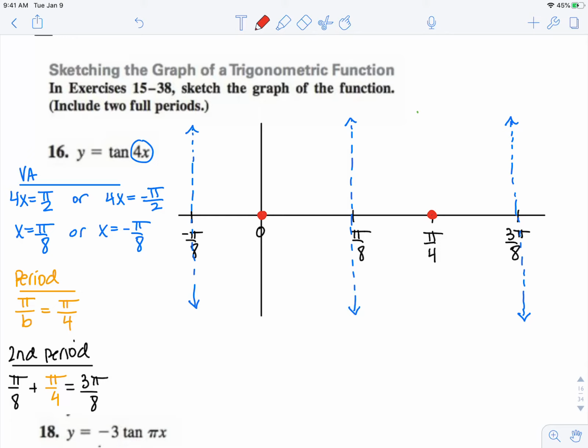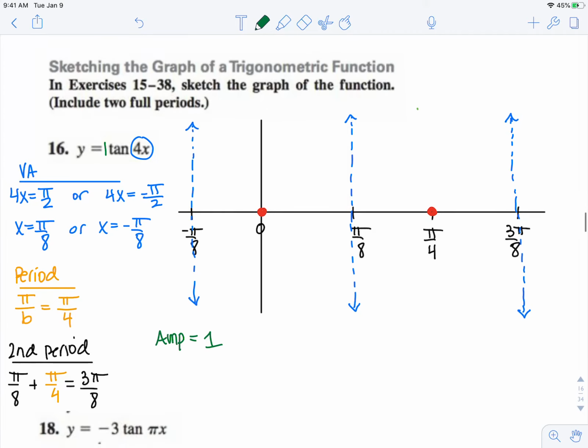Now, my other key features are connected to my amplitude. And my amplitude in this instance is 1 because it's just one tangent x. So I know I'm going to go up 1 and down to negative 1 for some key points. So you hit those amplitudes in the middle of each of these. So that's going to be pi over 16 and negative pi over 16 here. So we know that that's going to hit 1 here, and that point is going to be pi over 16, 1, and it's going to hit negative 1 down here, which is negative pi over 16, negative 1.